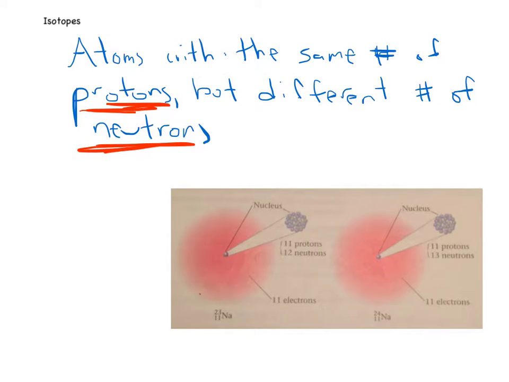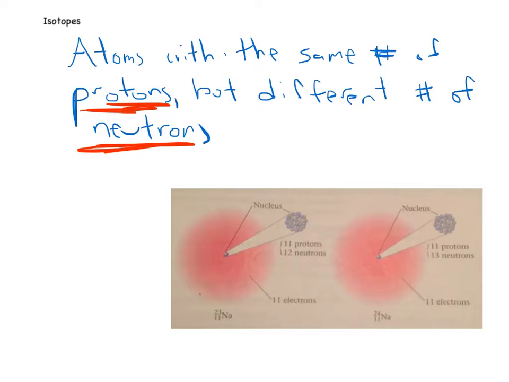Now, I want you to take a look at the way that this is written. Also, sorry, before we get to that, notice that the number of electrons in each different version of sodium is the same as the number of protons. We talked about that in the last video, but that's an important point. The number of protons and the number of electrons for an atom, and for different isotopes of the same atom, will always be the same.